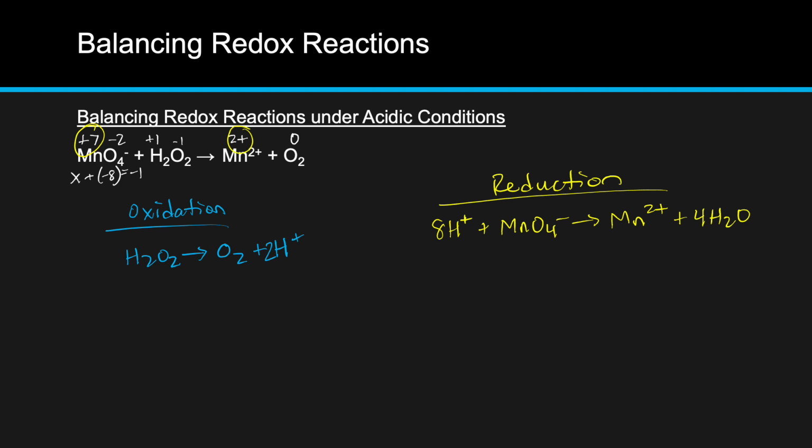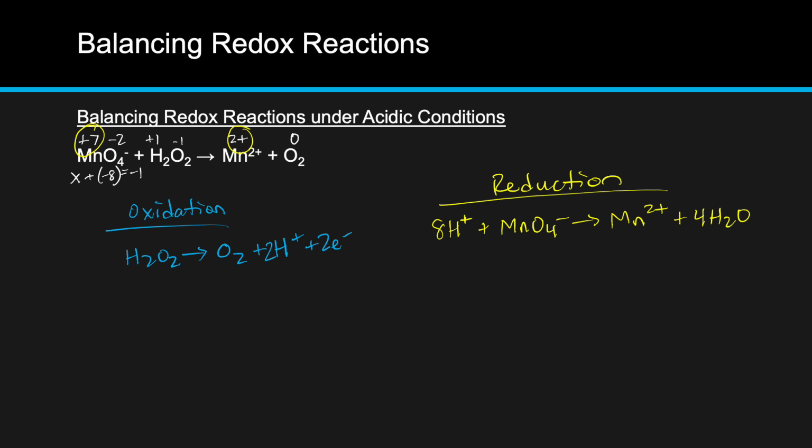on the left side. So now I need to balance out my charges. So for our oxidation reaction, we have a total of 0 charge on the left side, which means I need to get to 0 on the right side. And right now I have a +2 charge. So I need 2 electrons to balance that out. So those are going to go on my product side.